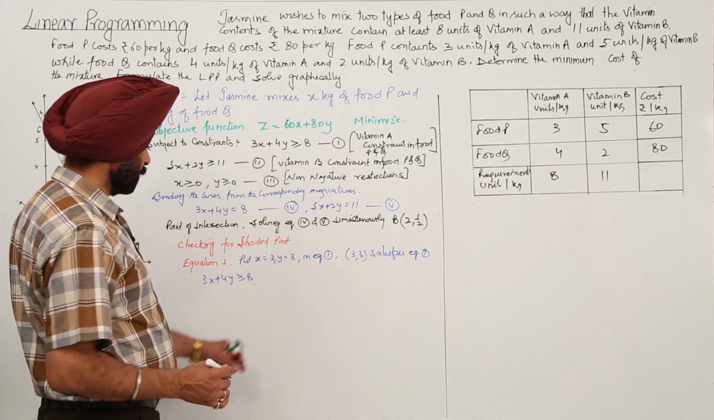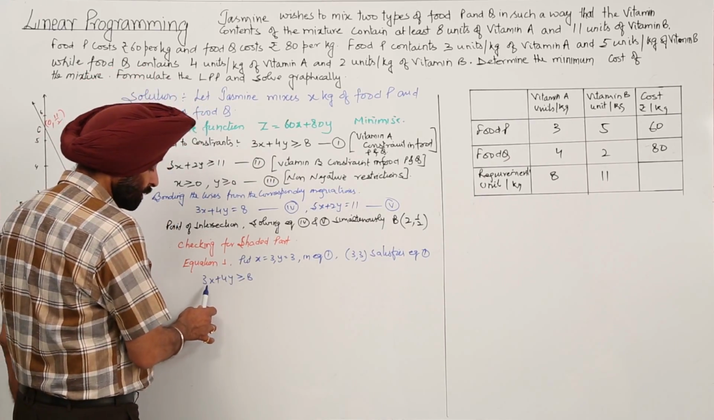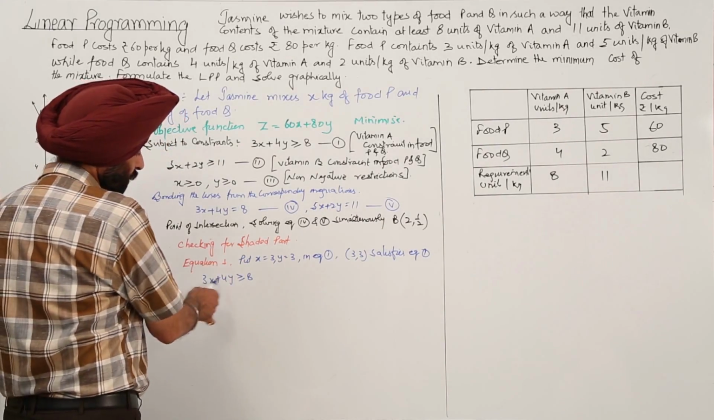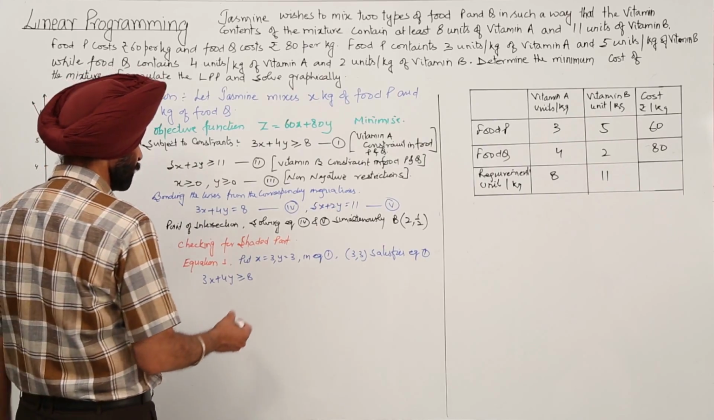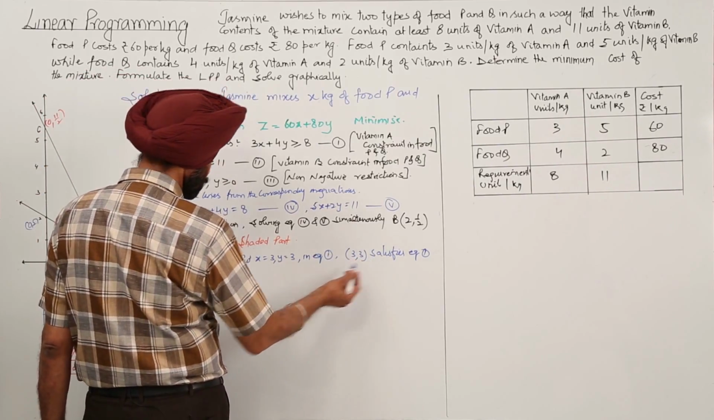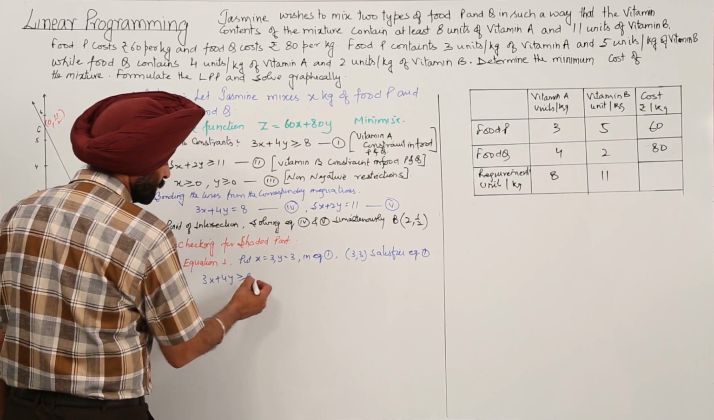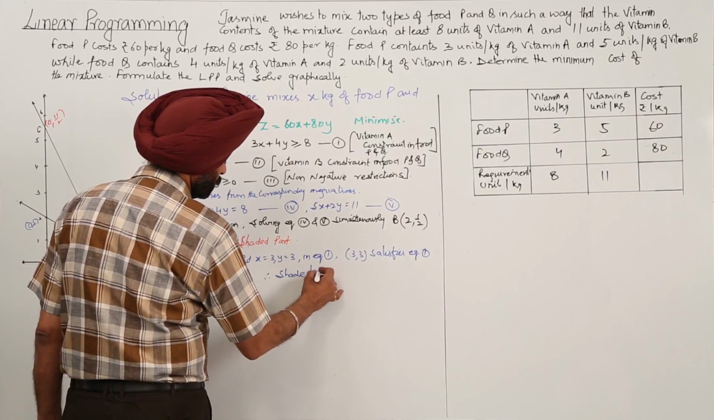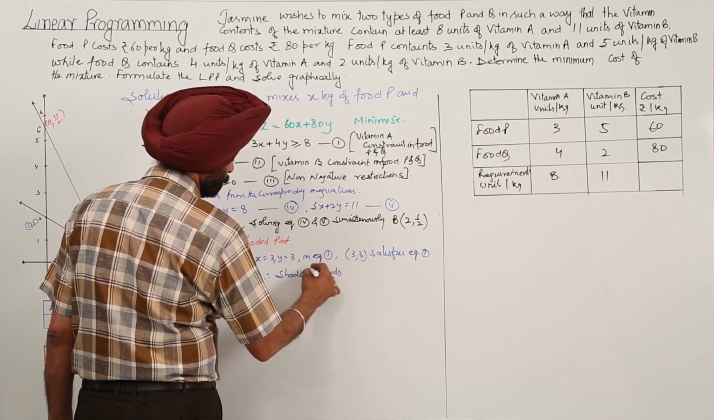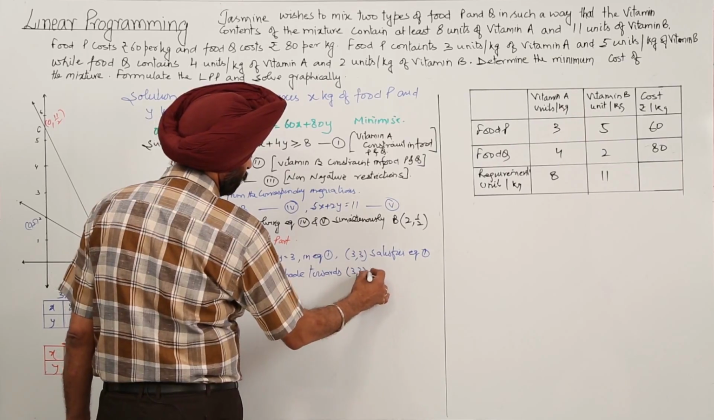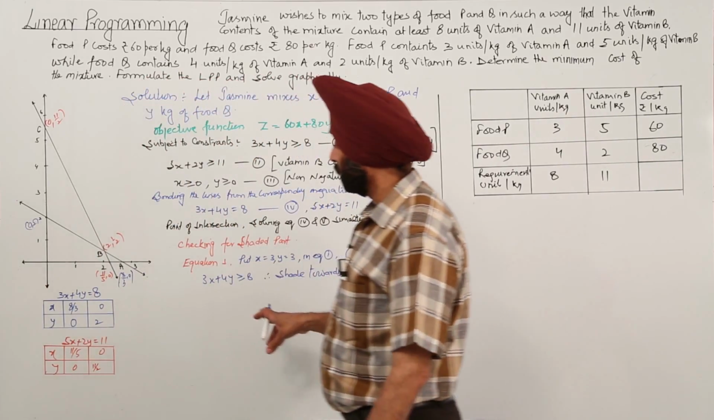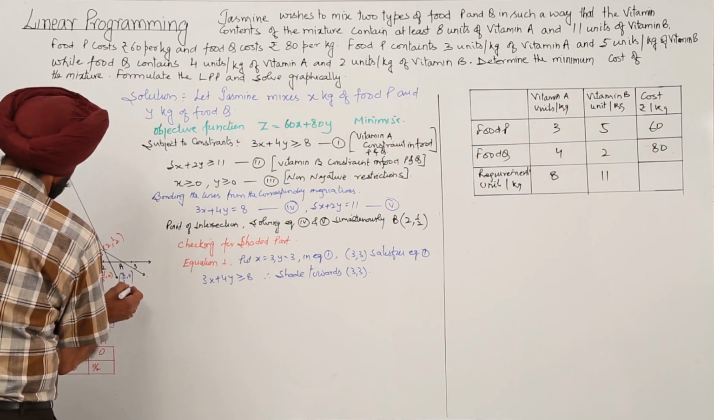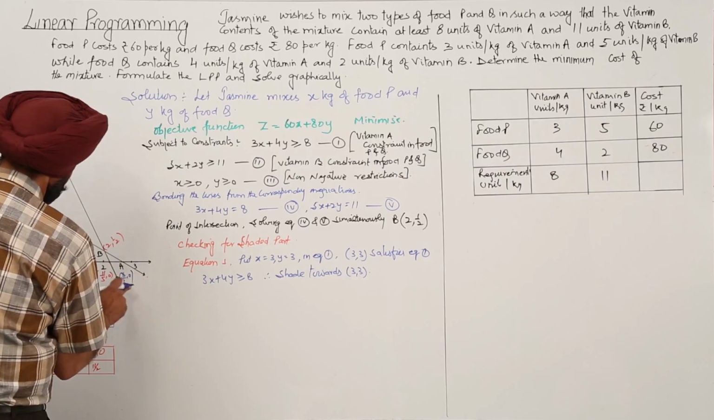Now how does it satisfy? Putting 3 comma 3, 3 into 3 is 9, plus 3 into 4 is 12. 9 plus 12 is 21, and 21 is greater than 8. Okay, so it satisfies. Now 3 comma 3 satisfies equation 1, 3x plus 4y is greater than 8, therefore shade towards 3 comma 3.